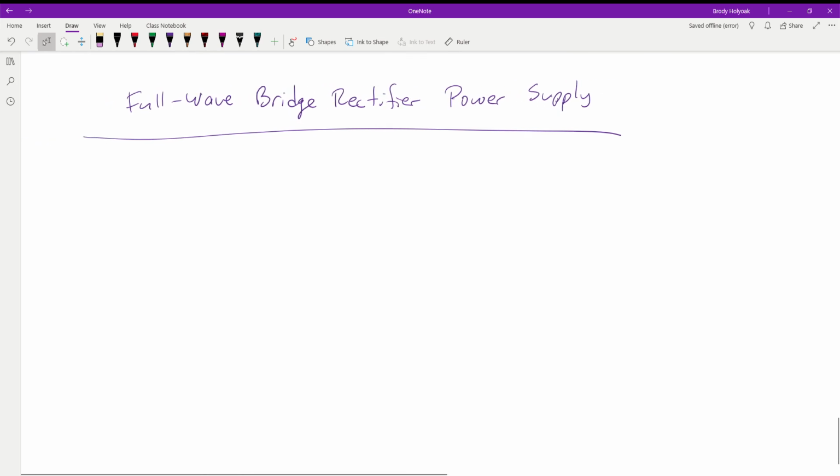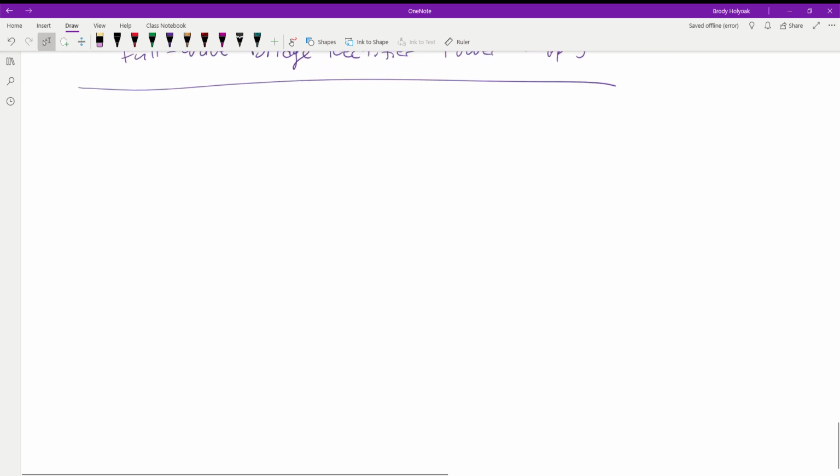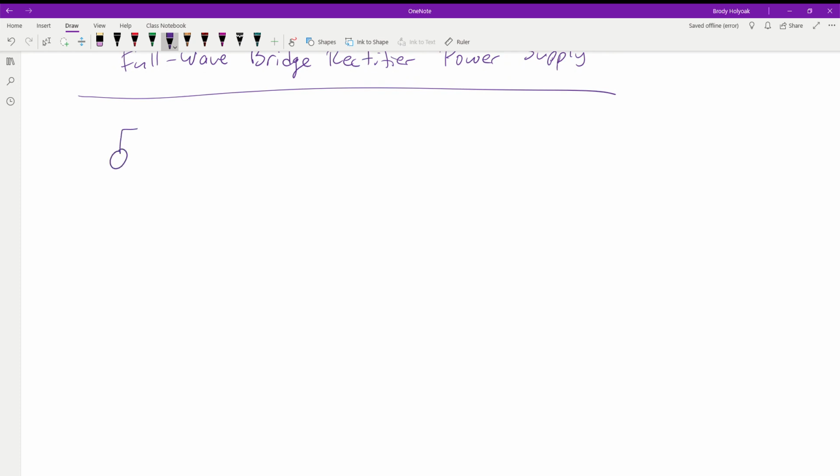So what this guy is going to look like, it's going to start off the same as all of our other power supplies. So we plug into the wall, 120 volts, 60 hertz. We come into the transformer, which is a 4-to-1, come into our secondary, and then this is where it gets interesting. So here's where we're going to build our bridge rectifier. It ends up being 4 diodes placed in this configuration.